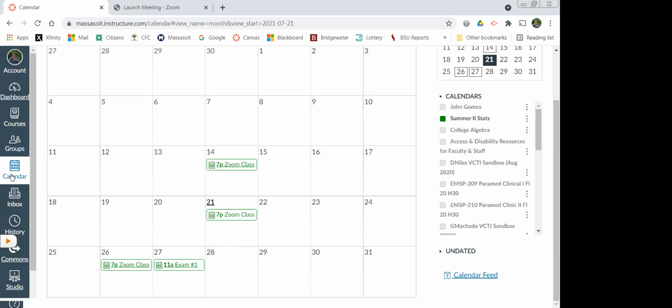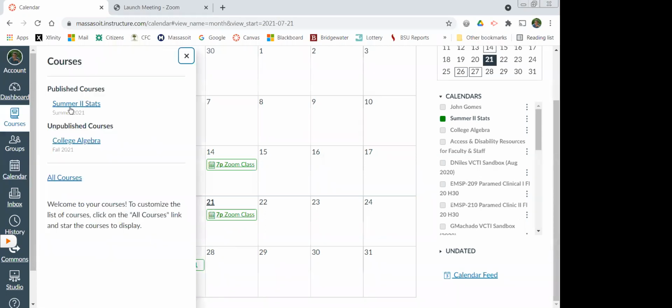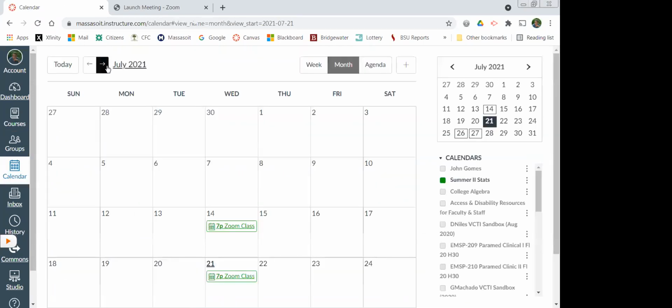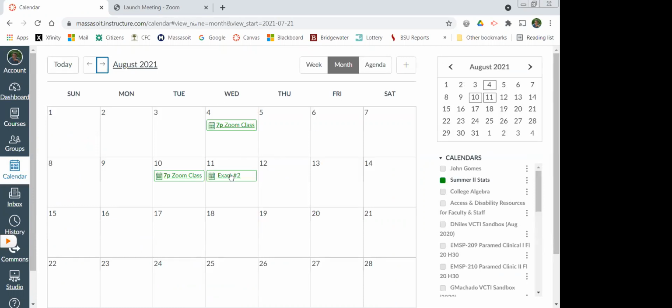Now, let me just show you something here. You go to courses. No, before I do that, let me go back to calendar. I want to go to August. Notice what happens here in August. All right, our last exam is on the 11th. So I'm not going to open it up at 11 o'clock on the Wednesday; you'll have 24 hours, until 11 o'clock in the morning on the next day. So I'm not going to do a Zoom on a Wednesday when the test already opened up.